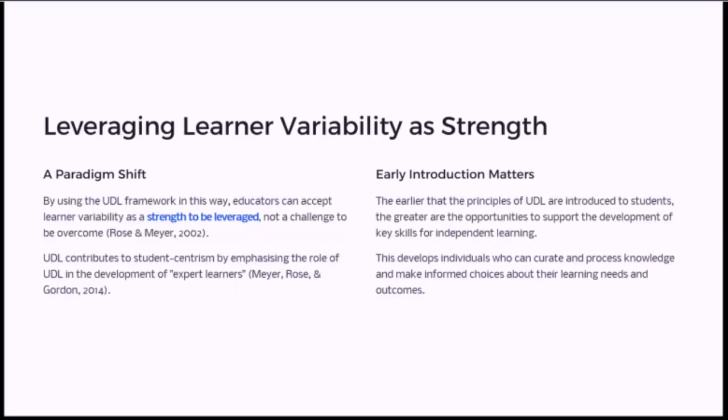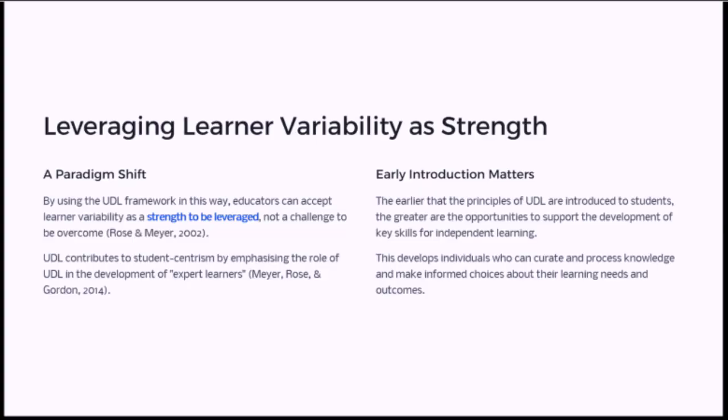By using the universal design for learning framework in this way, educators can accept learner variability as a strength to be leveraged. So by looking at how people prefer to learn, and if one person prefers to learn better by drawing, another by talking, you can compose a group of people with different strengths so they can use these within the learning environment.